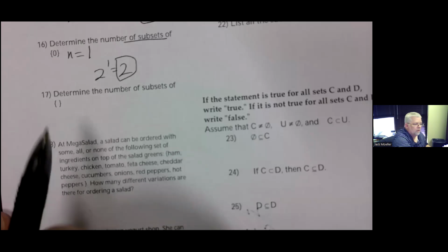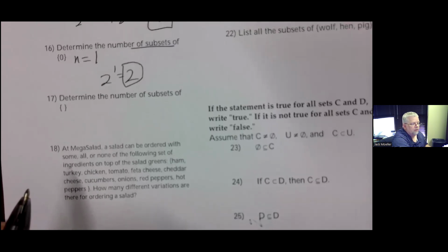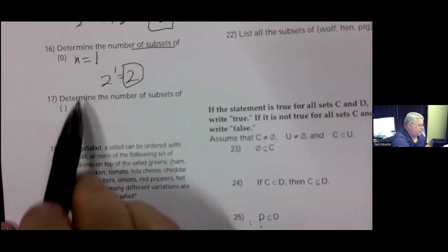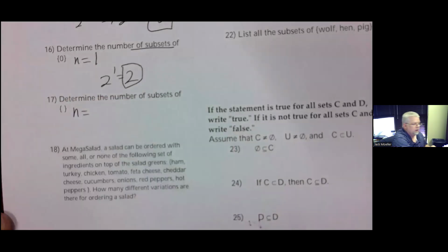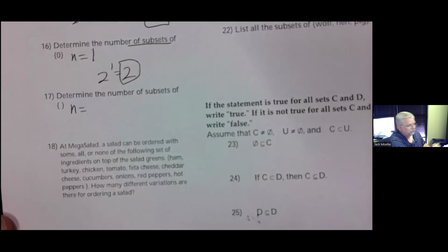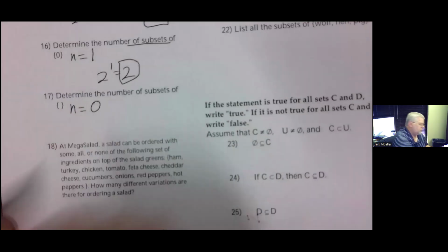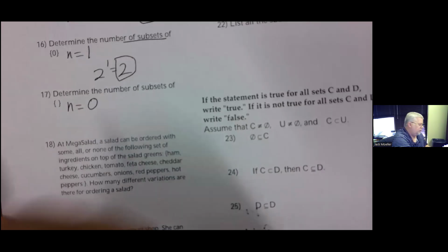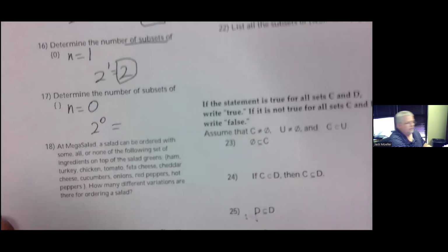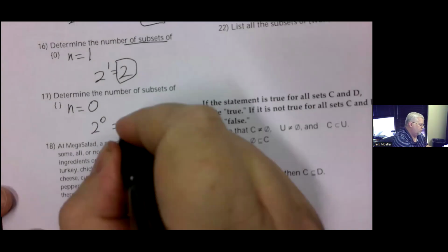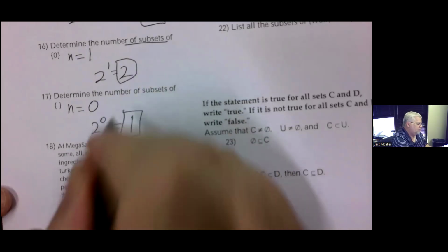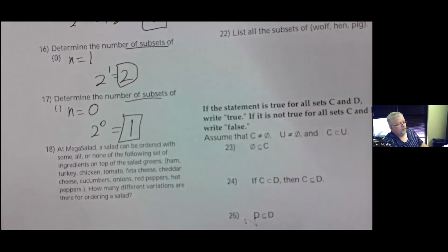Okay. So how about number 17? Determine the number of subsets of, that's empty brackets, that's the empty set. So how many elements are in the empty set? Well, there are none, so n is 0. We're doing 2 to the 0, which, if you've done your exponent rules homework, we've talked about the zero exponent rule. So 2 to the 0 would be 1 by definition. If we want proper subsets, 1 minus 1 would be 0.